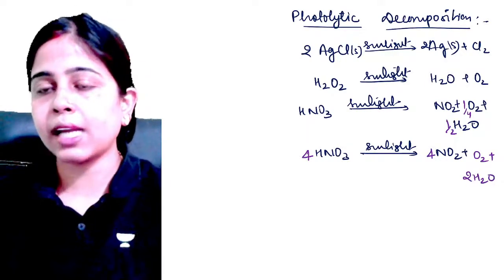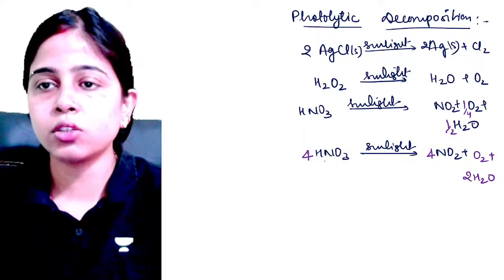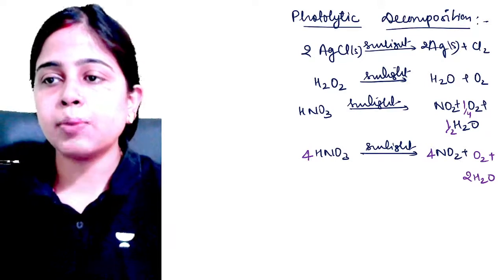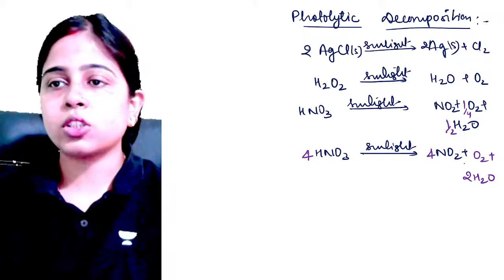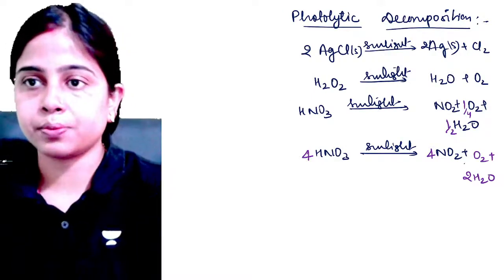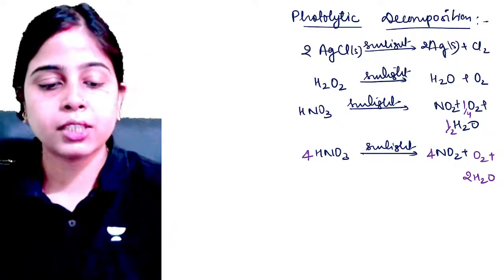Let's check if it is balanced or not. 4 hydrogens, 4 hydrogens, 4 nitrogen, 4 nitrogen, 4 3 are 12 oxygen. So 4 2 are 8, 8 plus 2 is 10 plus 2, so 12 oxygen. So already balanced. So this way you can balance any given chemical reaction. So these are the 3 types of decomposition reaction that we have.